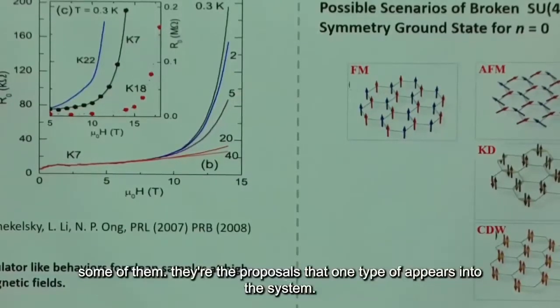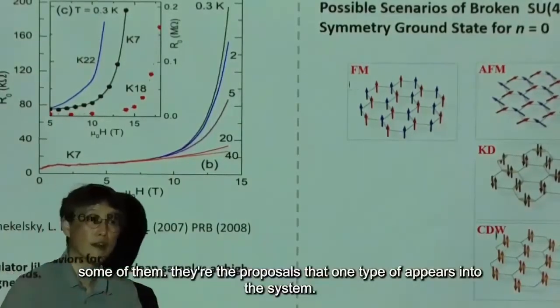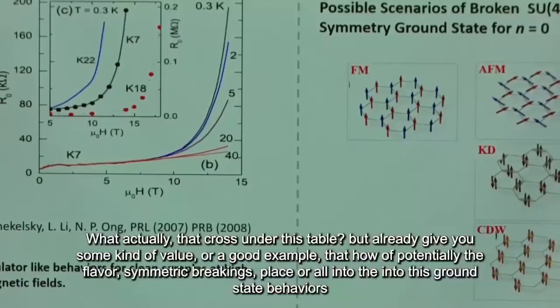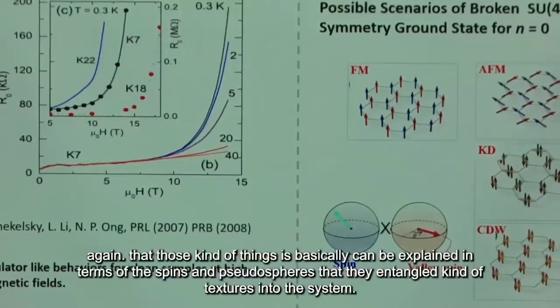There have been some proposals that one type of symmetry breaking state appears in the system. What actually corresponds to this type of experiment, where the insulating state appears, requires a little bit of further study, which I'm going to discuss, but it already gives you a very early good example of how flavor symmetry breaking potentially plays a role in the ground state behaviors, right? Again, those things can be explained in terms of the spins and pseudo-spins and the entangled textures in the system.